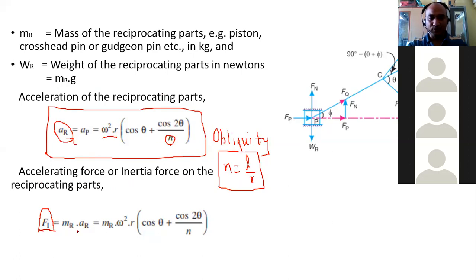So Fi will be equal to m into a, so Mr into Ar. Just multiply this acceleration equation with m, and we'll get this equation for Fi, that is the inertia force. The inertia force is present over here, Fi.